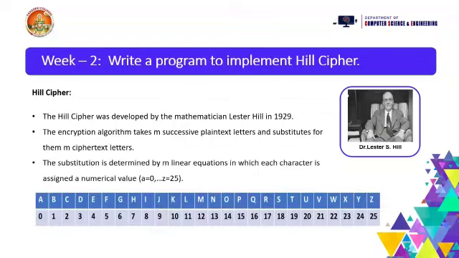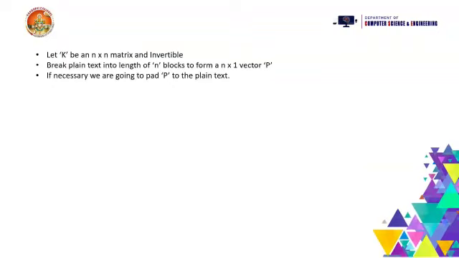The substitution is determined by linear equations in which each character is assigned a numeric value, like A is assigned 0, B is assigned 1, C is assigned 2, and so on, Z is assigned 25. First, sender and receiver select a key matrix of size n by n, and the key matrix is invertible.